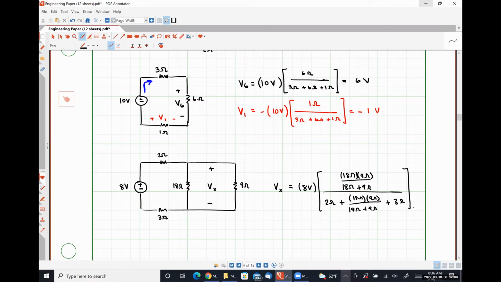All right, so just for the sake of argument here, I want to say 18 in parallel with 9 is 6, but I'm just going to double check. Yep. So that's going to look like 6 over 2 plus 6 plus 3. 8 times 6 over 11 is 4.364.